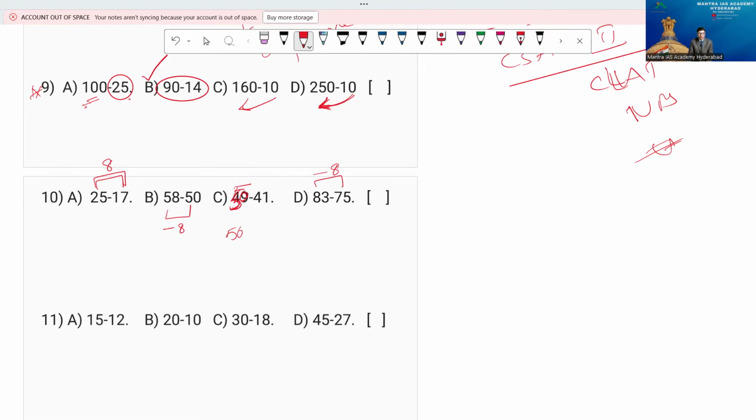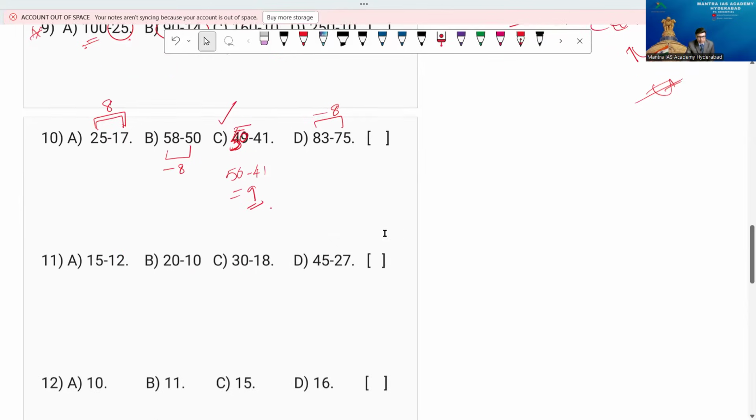So I have changed the question. 50 minus 41 is 9, but not 8. So I changed the question. Otherwise I would simply be writing one more number, but in this case there are no A, B, C, D options. So that's the reason I have changed option C. 50, 49: the difference is 9. Because of that reason the answer is C, beta.